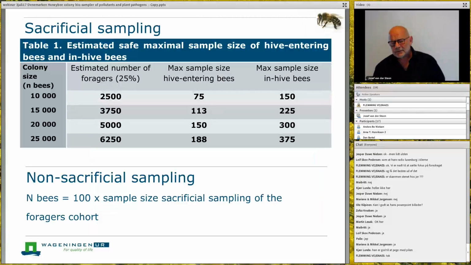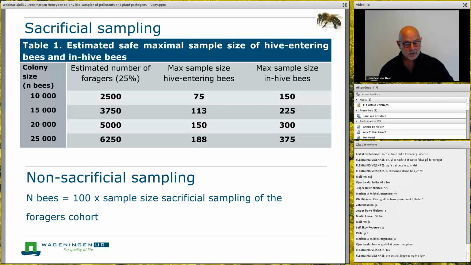How many bees can you sample? Of course, we have about 30,000 bees in our colony, and we know part of them are foragers, so we could take them all. But then we don't have the colony anymore as a biosampler, so we don't want to do this. We have made some calculations on how many bees you can sample. From a big colony, about 10,000 bees, you can sample every 2-3 weeks about 150 bees, and from a big colony about 375 bees every 2 weeks.